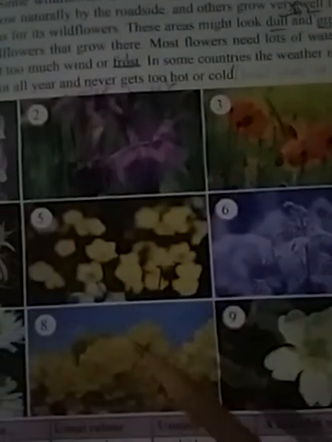gorse, G-O-R-S-E is the other word, name of flower. You can see on the 5th number. This one is gorse European. Okay, G-O-R-S-E, gorse. Okay, this was the mind map of unit number 4.